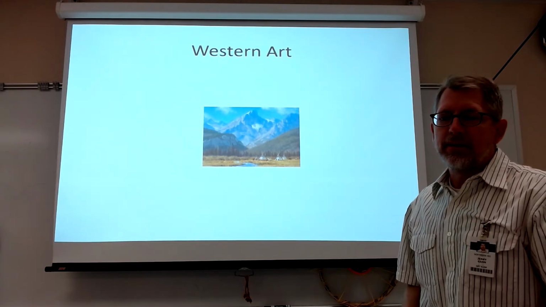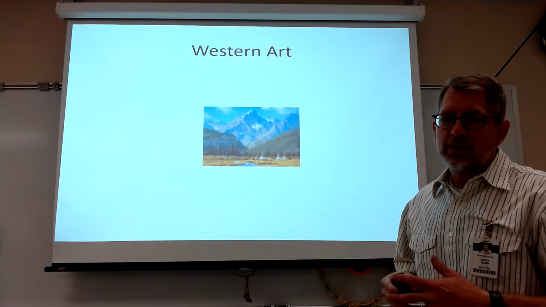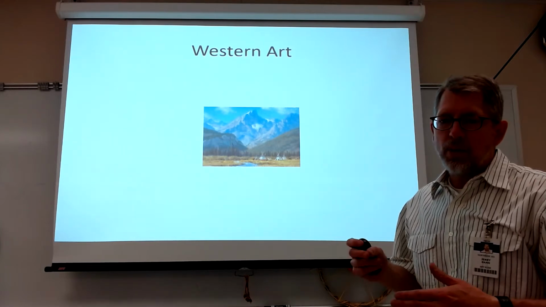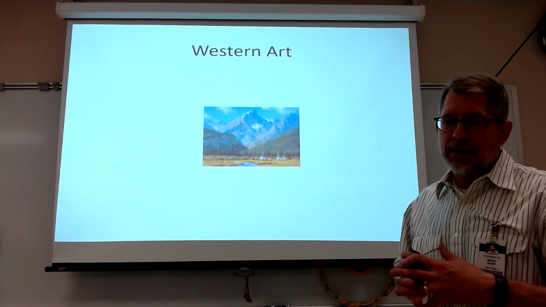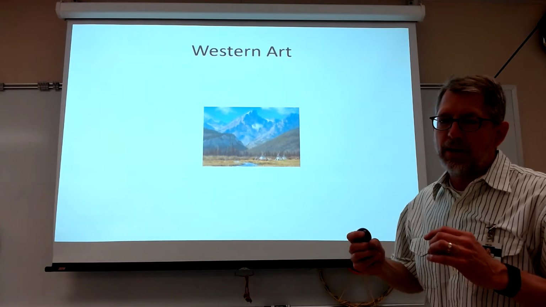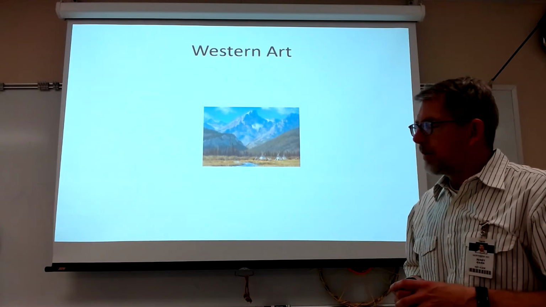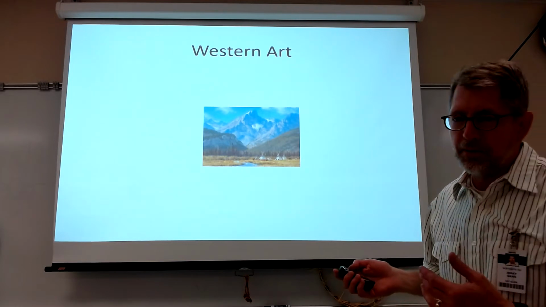A landscape is a traditional form of painting where artists would go into nature and they would draw and they would paint the landscape. When the camera came around, it took some of that away from the artist. The camera could do that really quickly, but there's still artists that make Western art pictures, and we're going to look at a few of those.